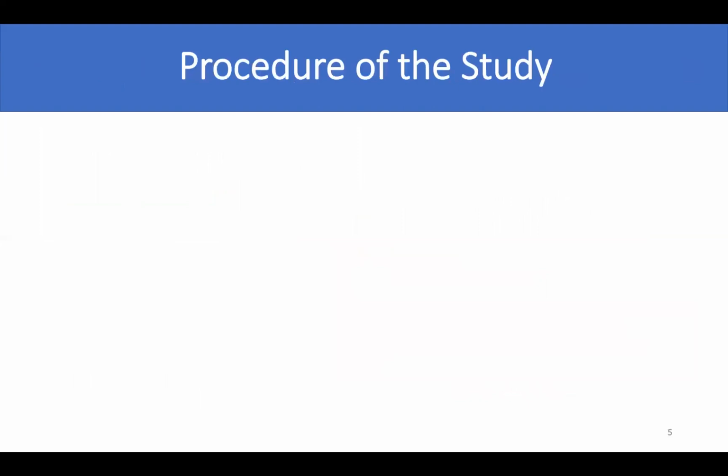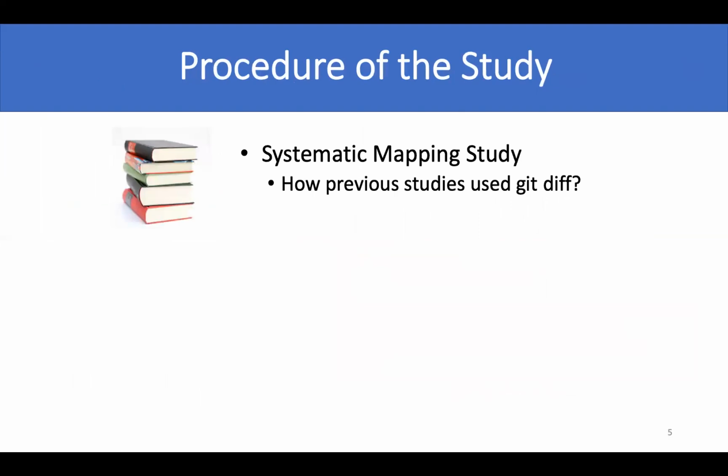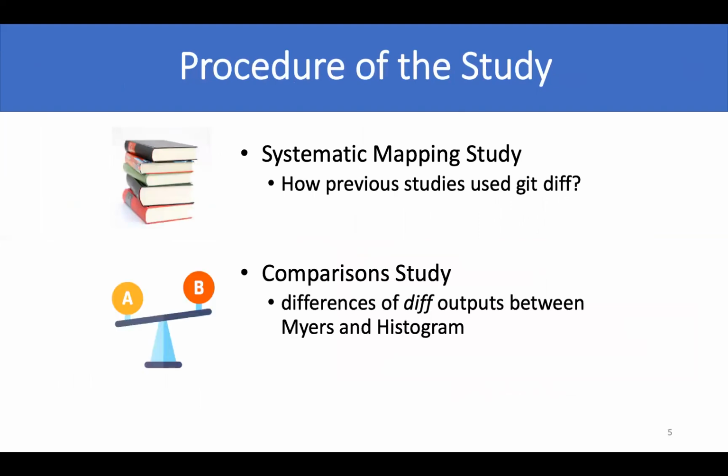To clarify the impact of adapting different diff algorithms on empirical studies and investigating which diff algorithm can provide better diff results that can be expected to recover the changing operations, we carry out two sequential analyses, systematic mapping study and empirical comparisons.